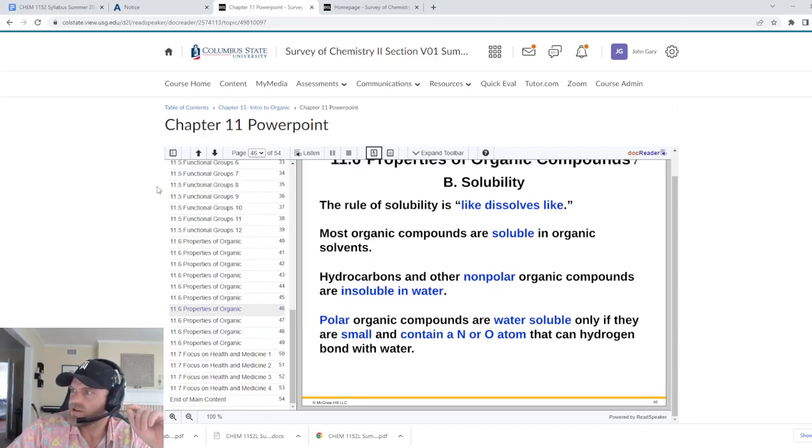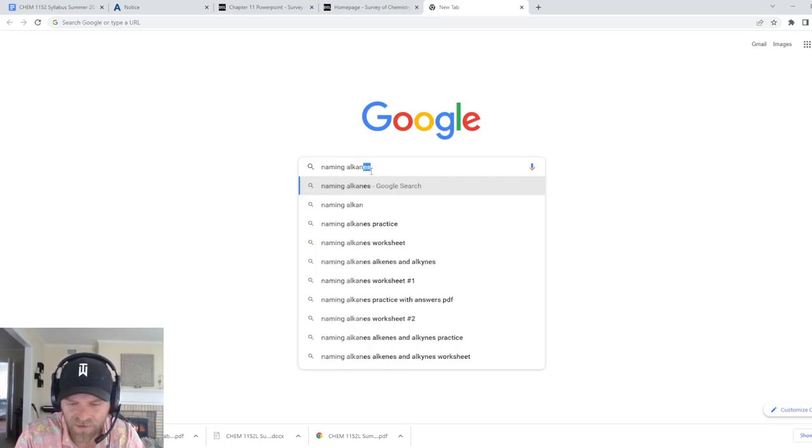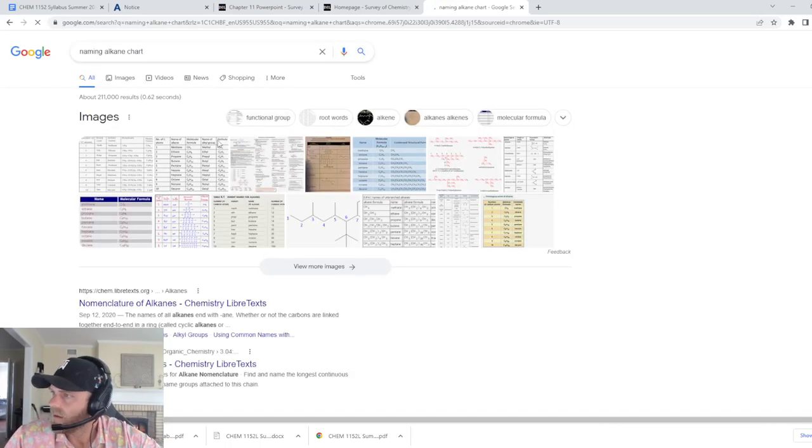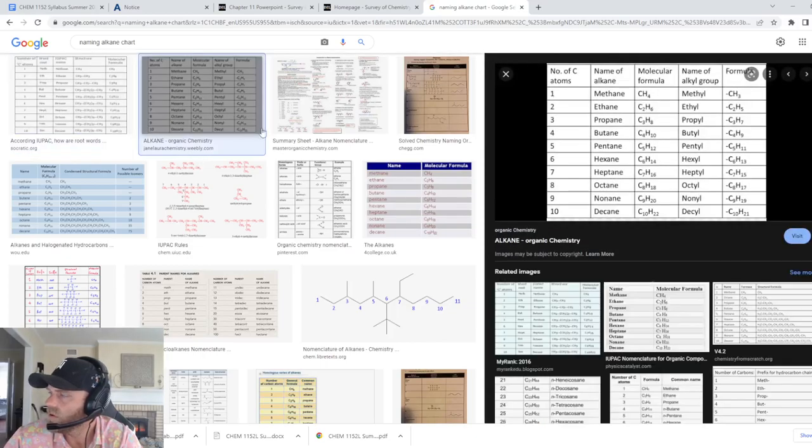So just real quickly, I want to find a naming alkane chart. And I think I'll add this onto your Cougar view. Okay, so we do have these prefixes that let us know how many carbons are in a molecule. Meth is one carbon, eth, two carbons, prop, three, but, four, pent, five, hex, six, hept, seven, oct, you've heard octo, whatever, so that's eight, non, dec, okay?